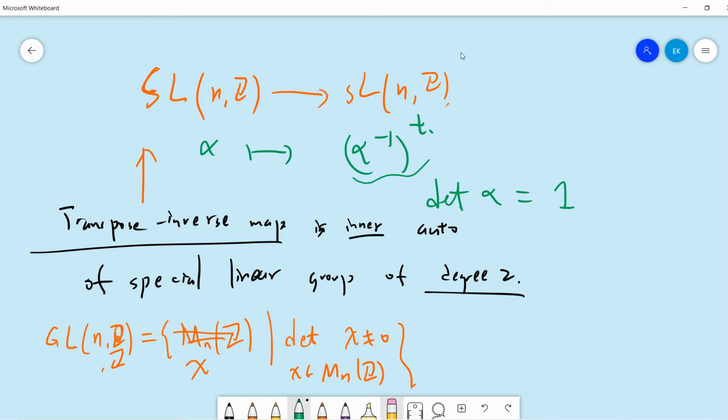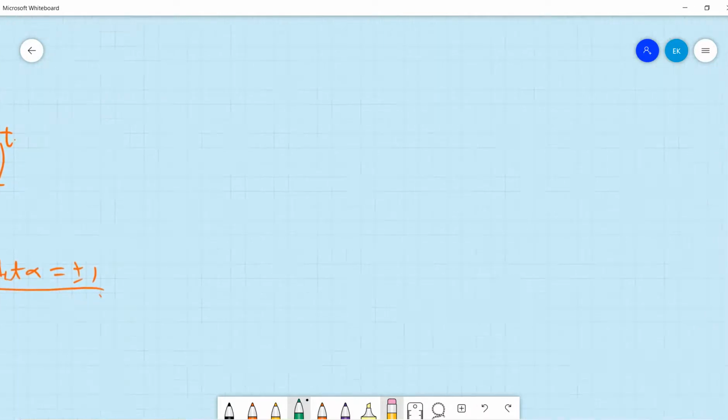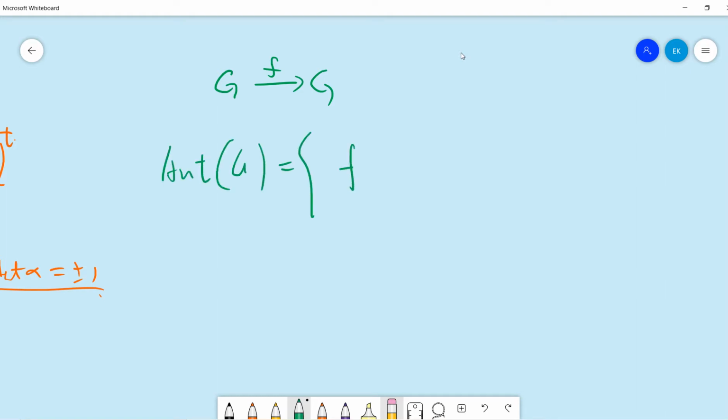Okay, so now we understand this transpose map. We understand the special linear group of degree 2, where degree 2 means n equals 2. The fact is that the transpose inverse map is an inner automorphism. So what is an inner automorphism? Given a group G, we can construct all the bijective homomorphisms from G to G. All of them together are called the automorphism group of G. So this is the set of F from G to G which are bijective and also homomorphisms. This is also a group.